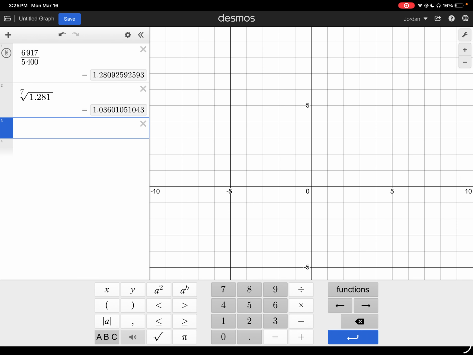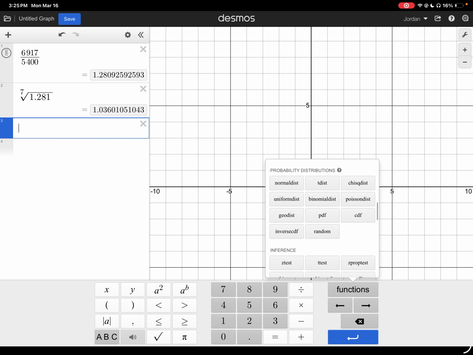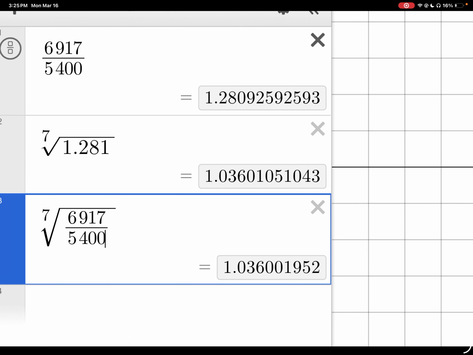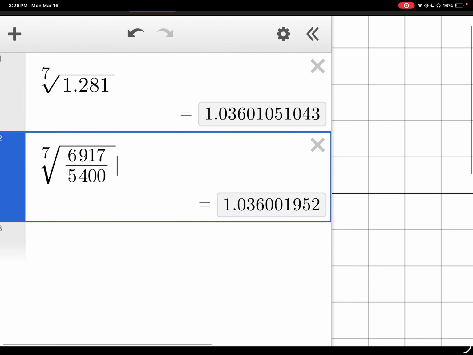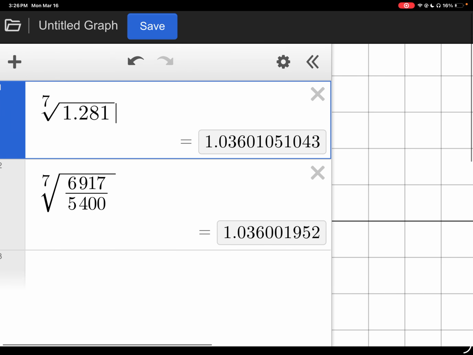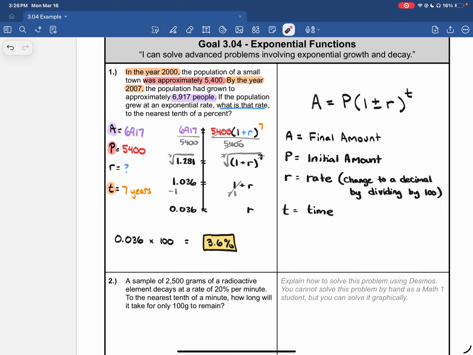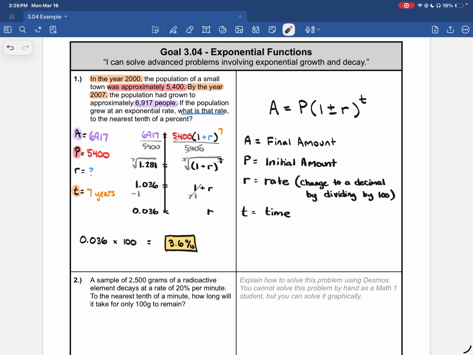If I type in the 7th root of 6,917 over 5,400, I get 1.036001925. You can see the difference in this versus that, pretty much the same. They are slightly different. Usually, I've never seen a question where if you round it off to a few decimal places that you wouldn't get pretty much the same answer, so it shouldn't be a problem. Okay, so that is how you do number 1.